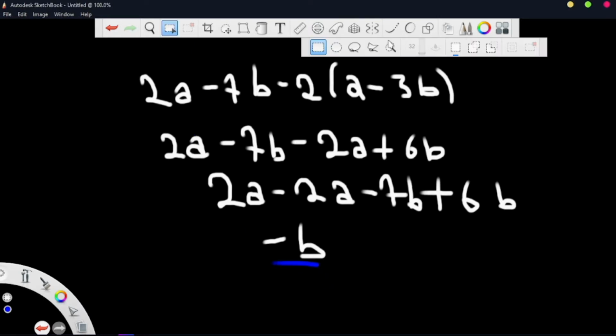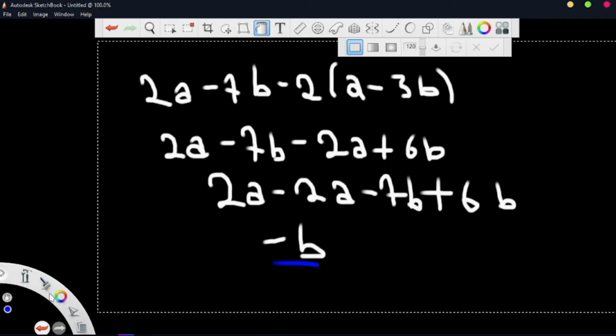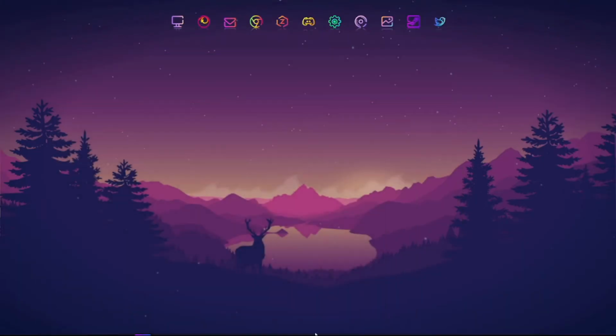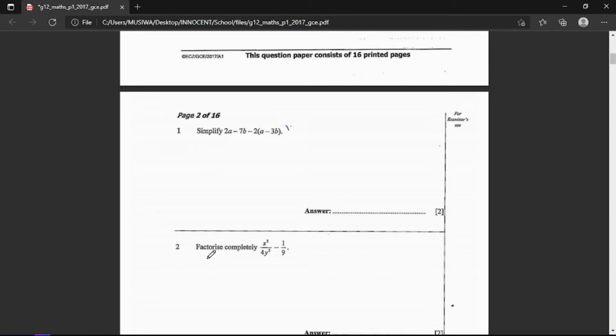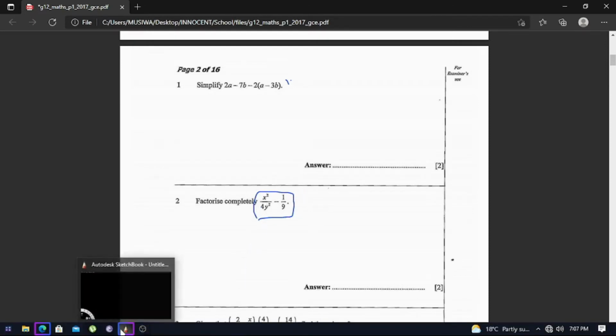Now let's go on to question 2. Question 2 says factorize completely. It wants us to factorize that expression right there. So how are we going to factorize that expression?